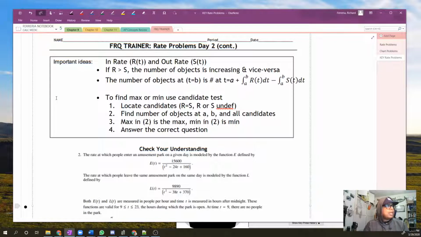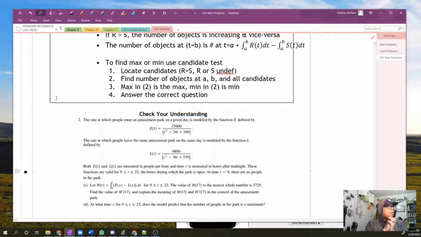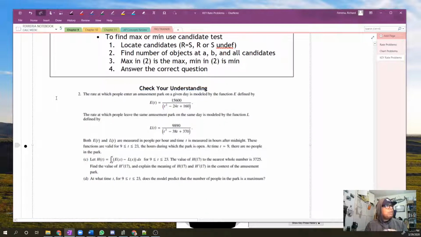Looking at check your understanding, you have the rate at which people enter the amusement park is given by E. The rate that people leave the amusement park is given by L. Both E and L are measured in people per hour, and time is in hours after midnight. These functions are valid for t between 9 and 23, and if my 24-hour time works correctly, that's 9 a.m. to 11 p.m., and those are the hours that the park is open. At t equals 9, there are no people in the park. So we're starting with letter C.